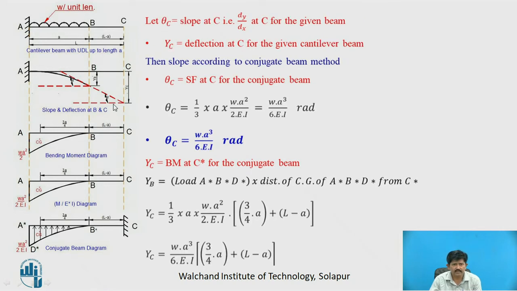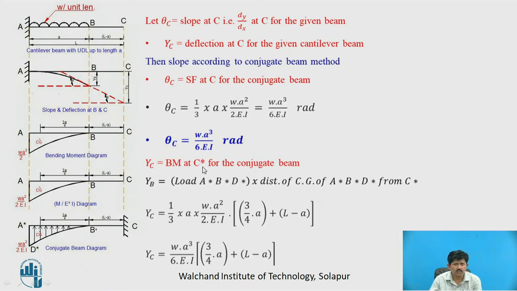Let theta C here be the slope at C. So see, when this beam bends in a curvature, it will be curved up to point B, then it will be a straight line as there is no load in the BC portion. So theta C is equal to the shear force at C star for the conjugate beam. So shear force at this point. So the load at this will be equal to the shear force at C. So theta C is equal to 1/3 base into height. So 1/3 base is A, height is WA square upon 2 EI, that is equal to WA cube upon 6 EI radians.